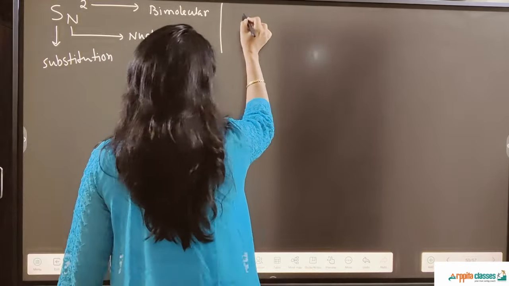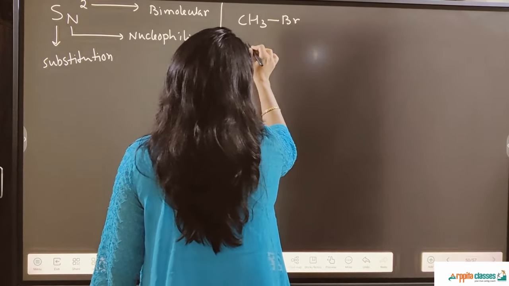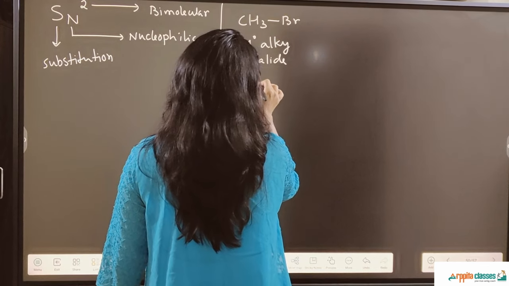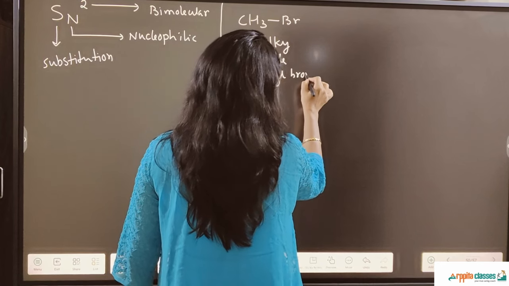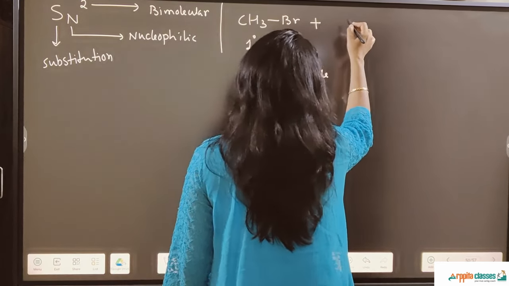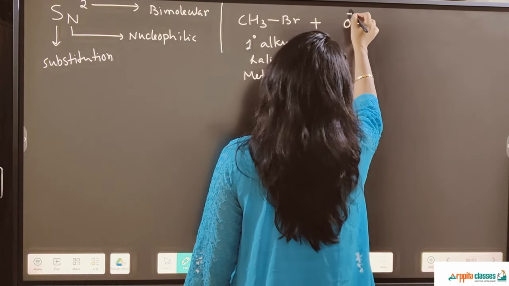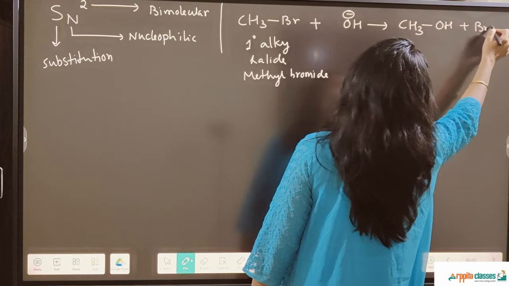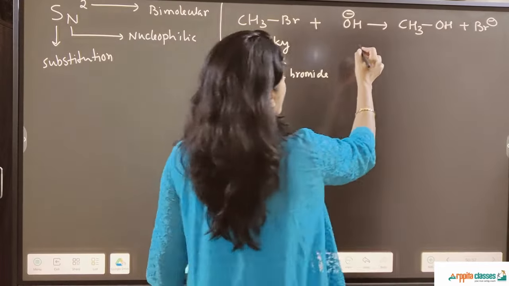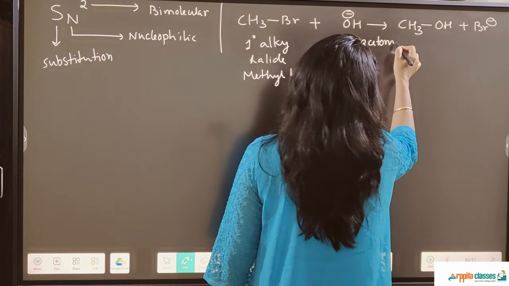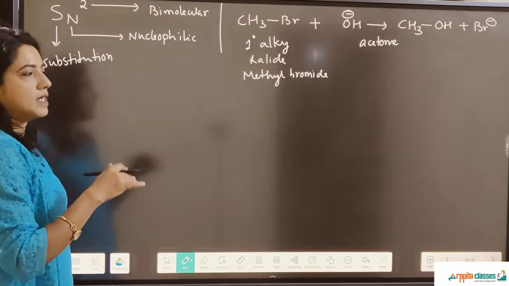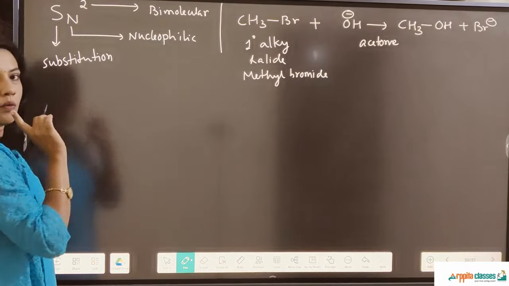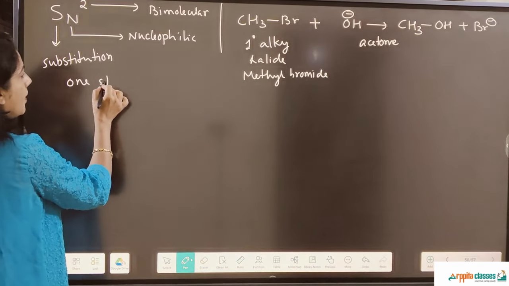The reaction is, suppose CH3Br, that is a 1 degree alkyl halide, and the name of this alkyl halide is methyl bromide. We took methyl bromide and we are reacting it with OH minus, and we are getting CH3OH plus Br minus. This is the reaction. In this case we are using acetone, which is a polar aprotic solvent. So you can see in SN1 we used polar protic, here we are using polar aprotic. This reaction goes via one step only.